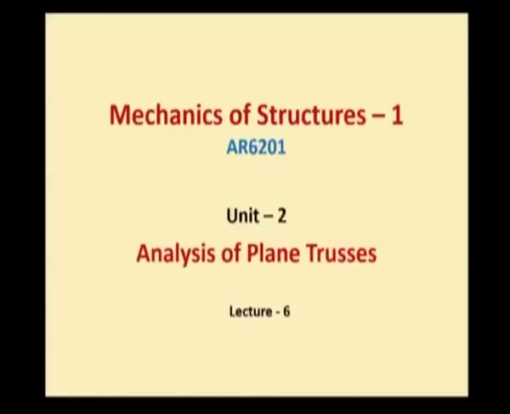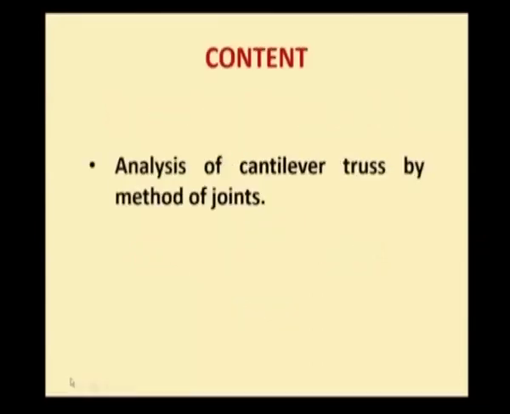Welcome to UGC lecture series on architecture. Name of the subject is Mechanics of Structures 1 and we are in Unit 2, which is Analysis of Plane Trusses. This is lecture number 6. Content of this lecture is Analysis of Cantilever Truss by method of joints. We are going to see a numerical problem in this.